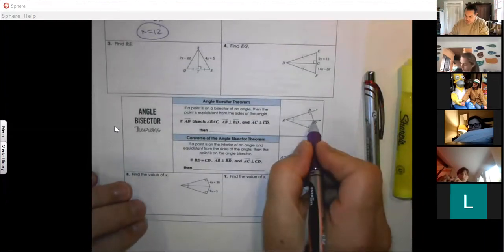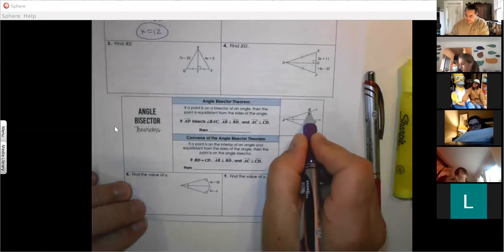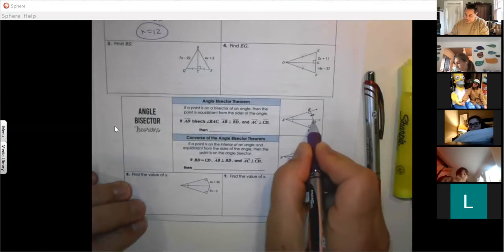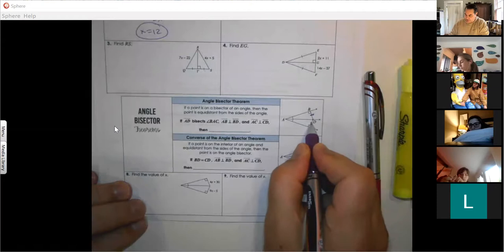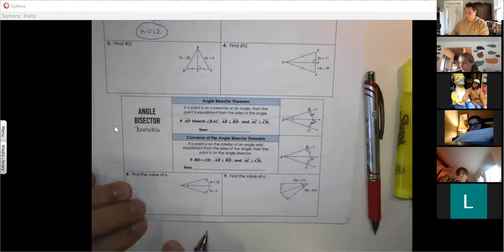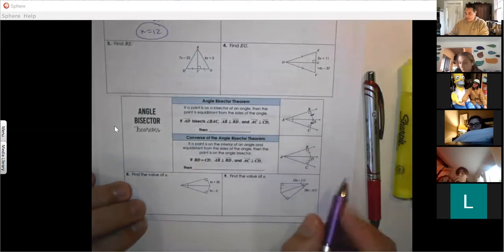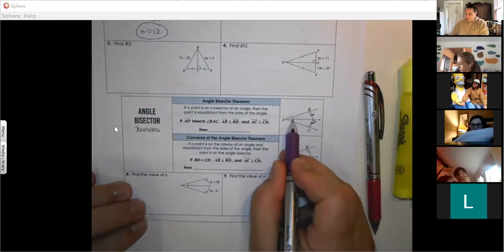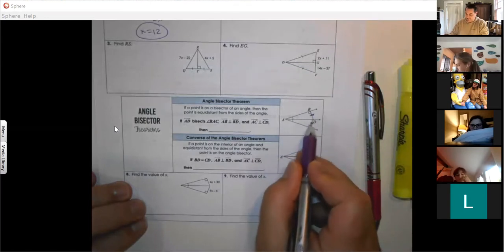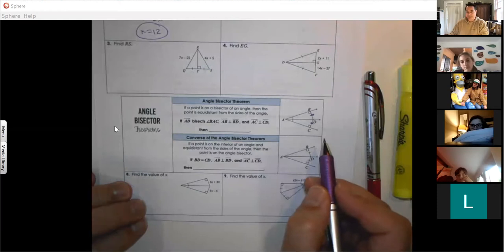So if you were to measure from here, perpendicular to the side, that length would be the same as here, perpendicular to the side, that length. No matter where you pick along there. If it's an angle bisector, then the distances here will be consistent.